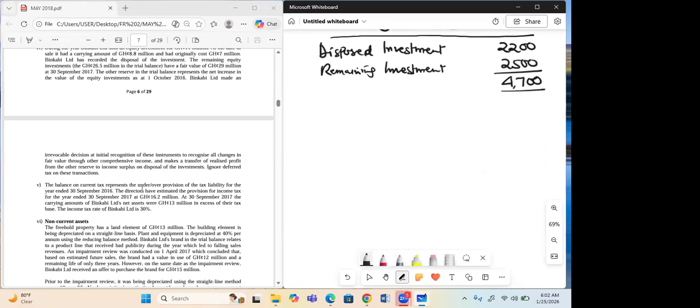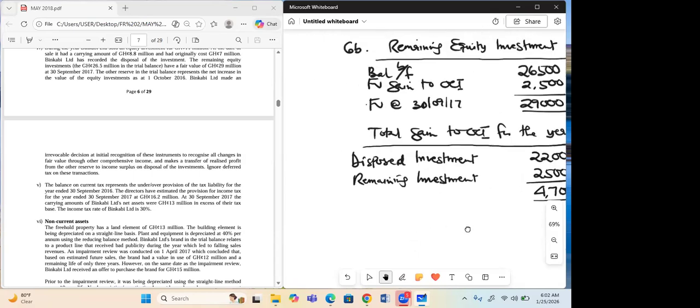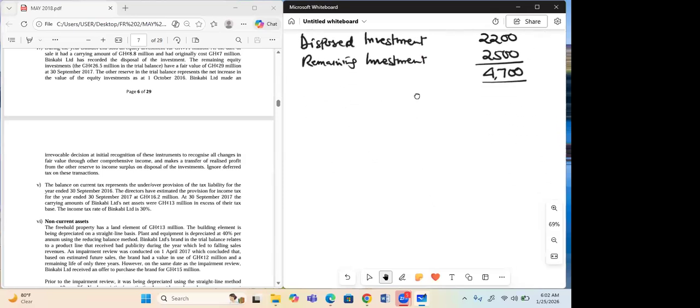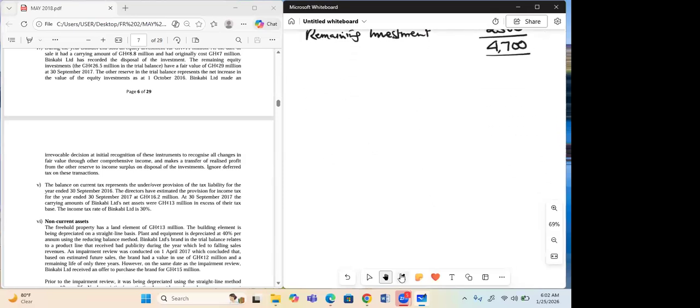Thank you. The next footnote says the balance on current tax represents under or over provision. Clearly, I told you that the moment you see taxation, what must you do? When you see income tax, you put two accounts, the deferred tax account and the income tax expense account. Excellent. So you open two accounts. Let me open deferred tax provision.